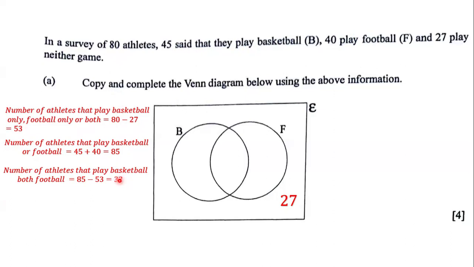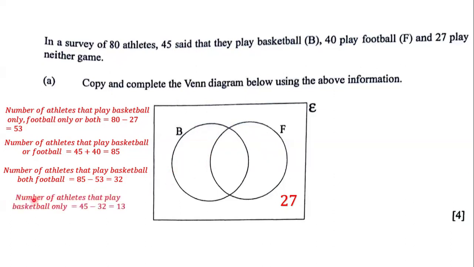So this would be the intersection, all right? So the intersection would be 32, right? That would be the number of students that play both basketball and football. And how did we get that? Well, we took 85, right? And we subtracted 53 and we get 32. That is going to be the intersection. Now that we have the intersection, we could figure out what is B only and F only.